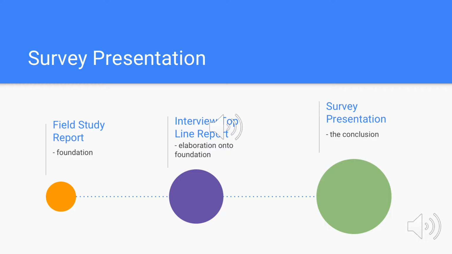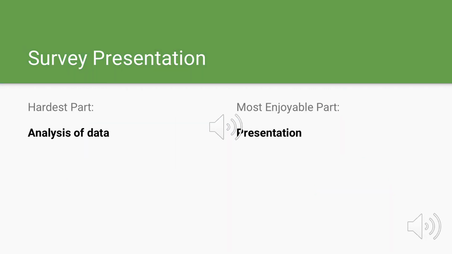To prepare for the survey presentation, I reviewed the work I had done in the field study and interview top line. I showed the storyline of how my research findings came about, from seeing patterns and themes in the field observations, to pulling out the relevant ideas that interviewees mentioned in their sessions, to linking it to responses found in the survey. One of the hardest parts about processing the survey was the analysis of data.